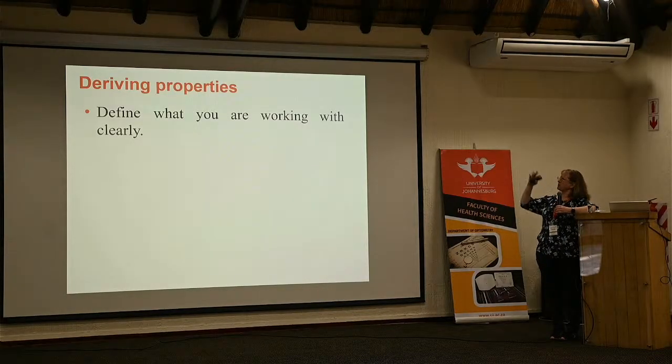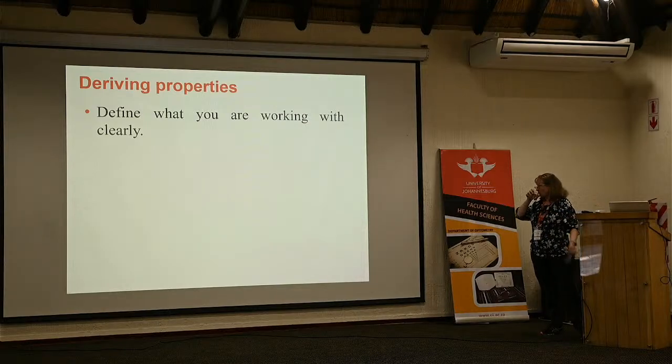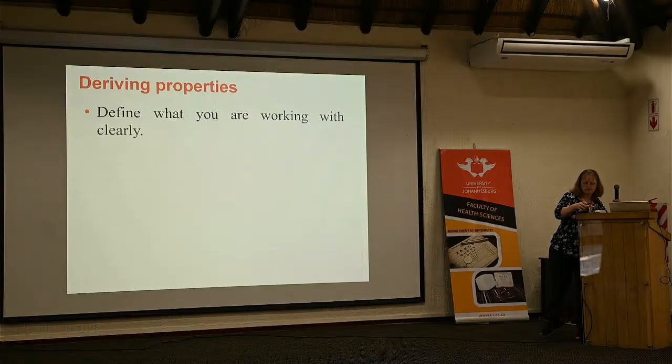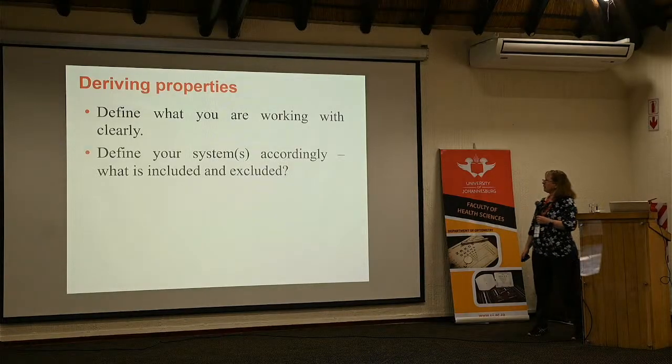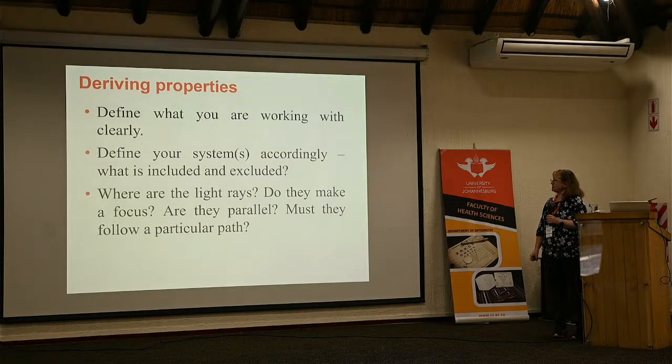Right, deriving properties. I'm just giving you a few steps. The first thing is to look very carefully at your system and define very clearly what you're working with: what's included, what is excluded, where the rays are, where they are making a focus, and where they are parallel, because then we can use one of the 4 special systems to investigate an unknown property, for example.